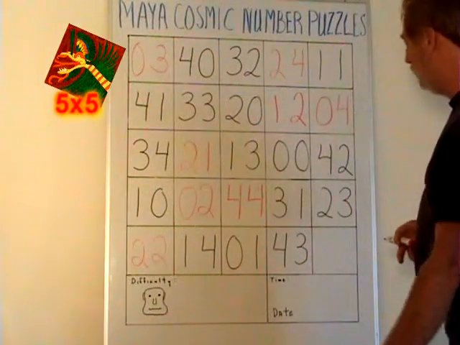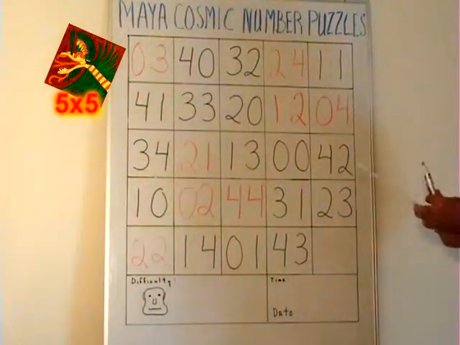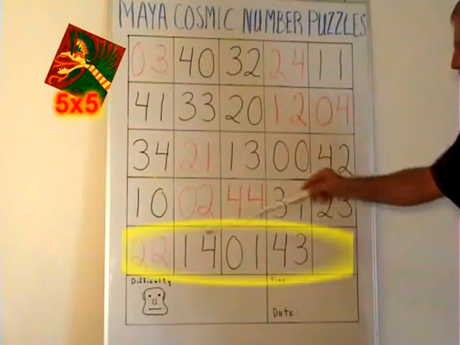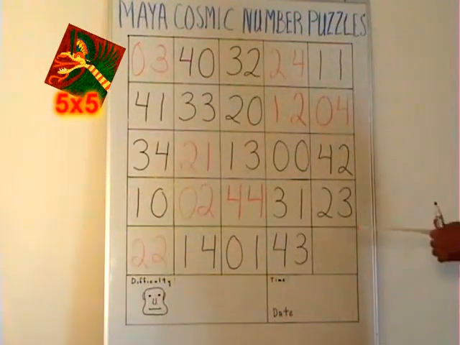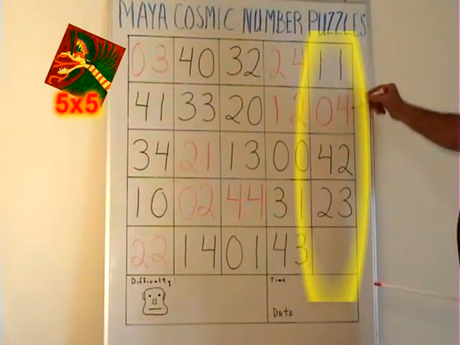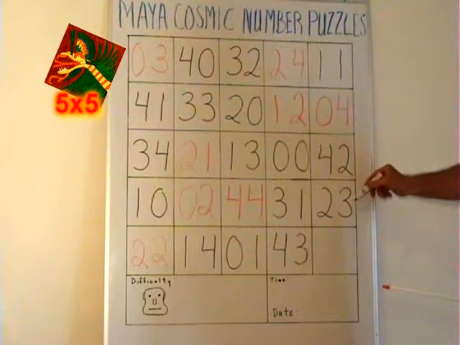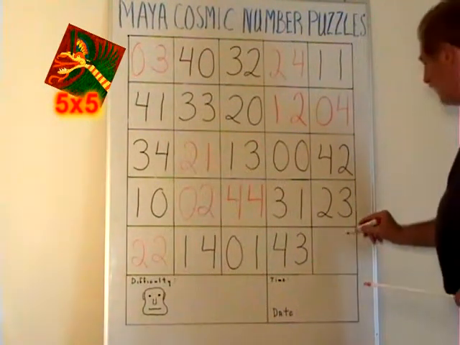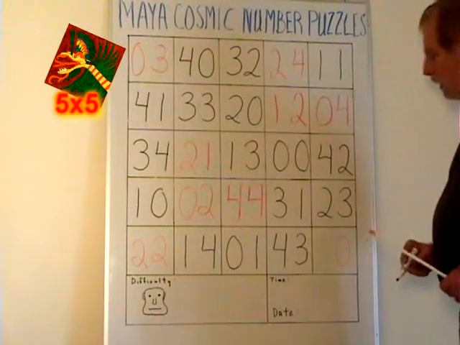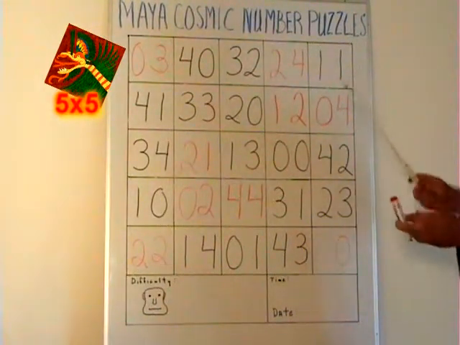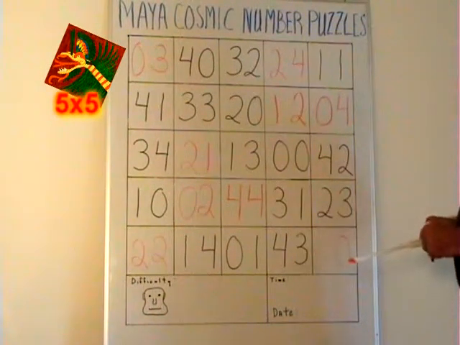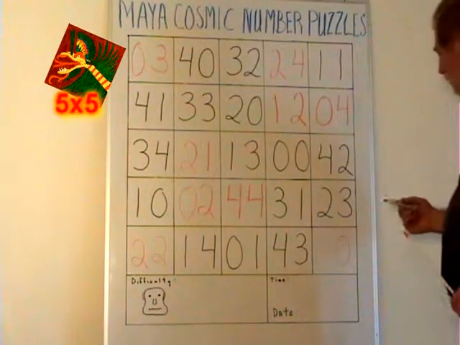That leaves us with only one square left to solve. We can solve it as a column, or we can solve it as a row. In this case, we'll solve it as a column. We have a 1, a 4, a 2, a 3. So we are missing a 0. On the left side, we have a 1, a 0, a 4, a 2. So we are missing a 3.